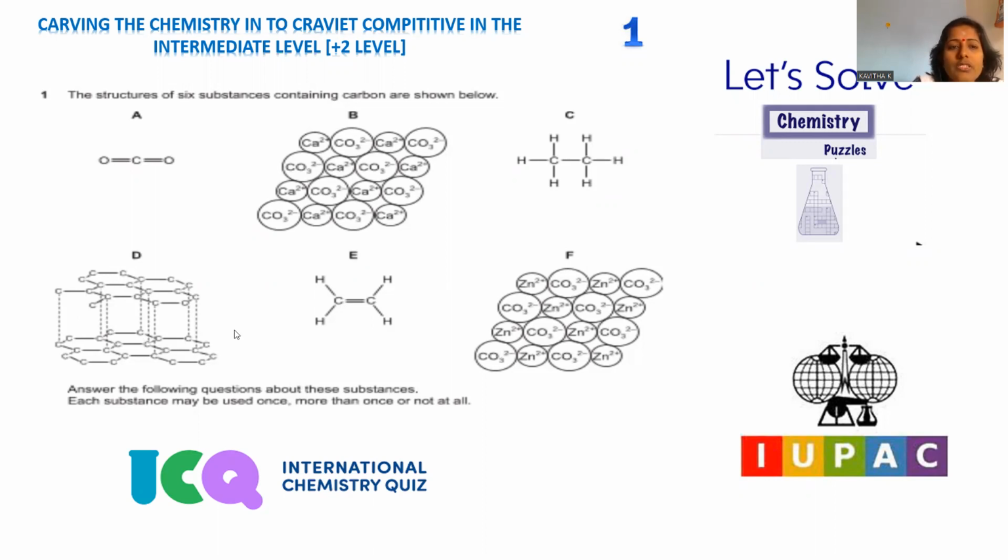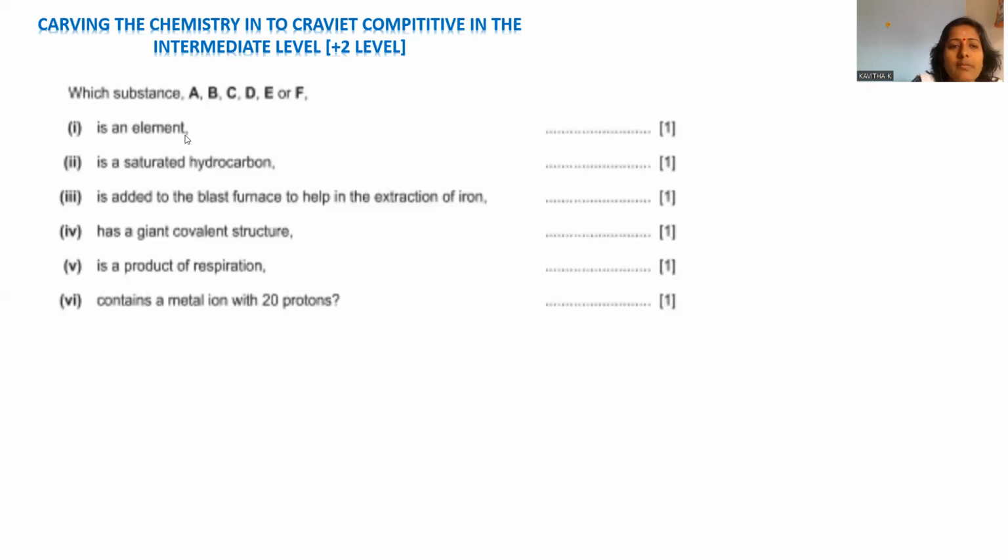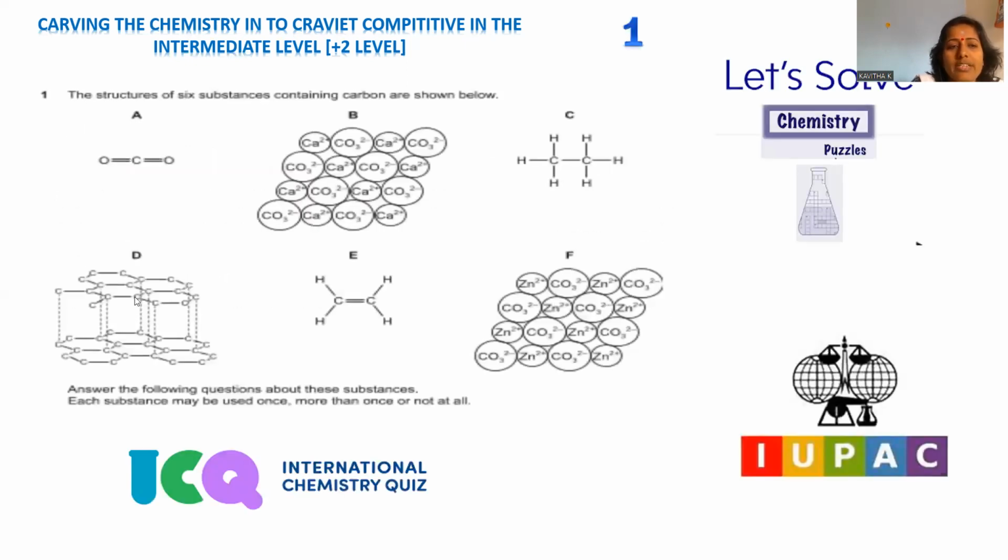Let's go with the questions related to all 6 carbon compounds. The first question is, dash is an element. Among these 6 compounds, which one is an element that we have to identify? Carbon dioxide is made up of carbon and oxygen. This is an example of a compound. Calcium carbonate is an ionic compound where calcium cations and carbonate anions are present.